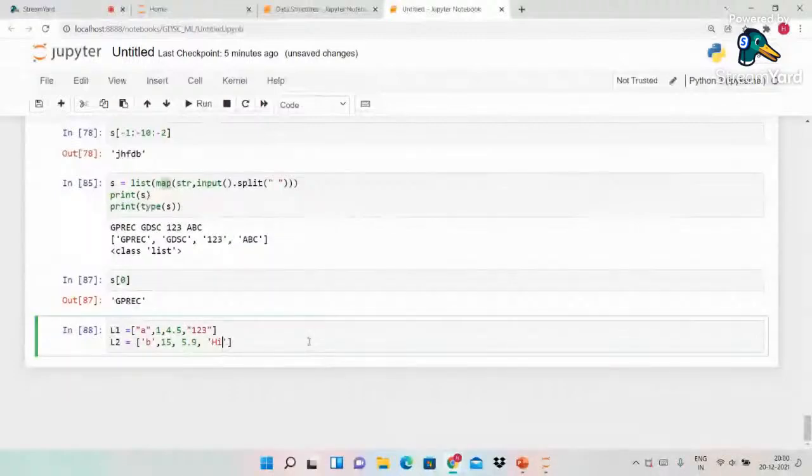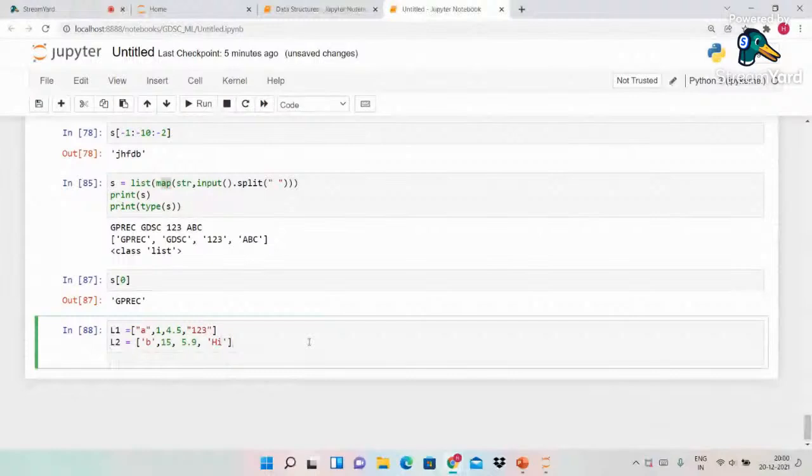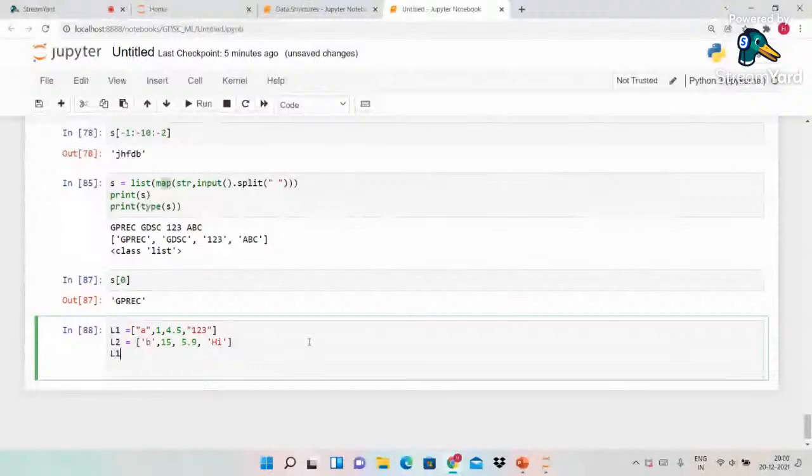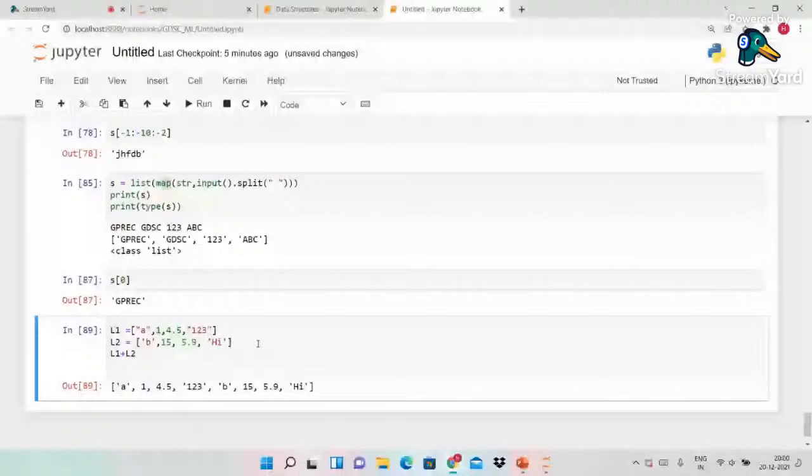Okay, so now we have L1 plus L2. I write it here, the compiler will run it. It is still valid. Why is it still valid? Because arithmetic operators can be performed on lists as well, irrespective of their length, okay? And irrespective of what data types they contain. You can write anything.